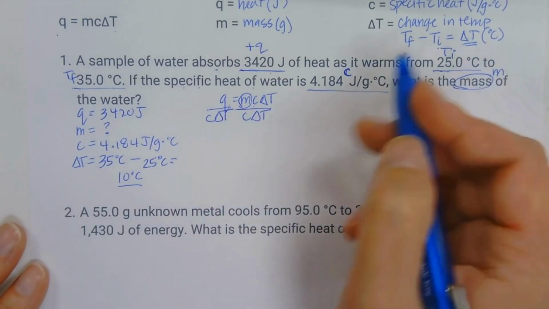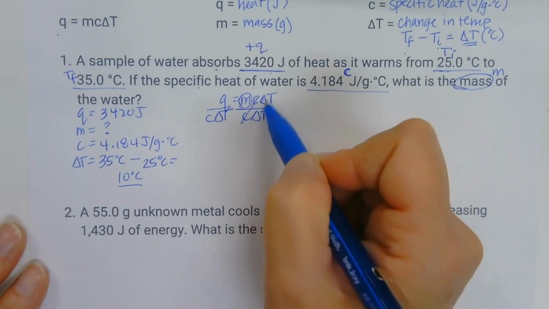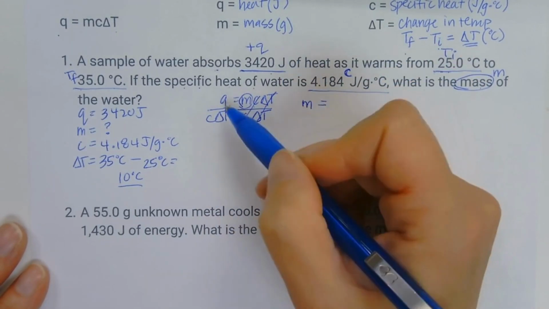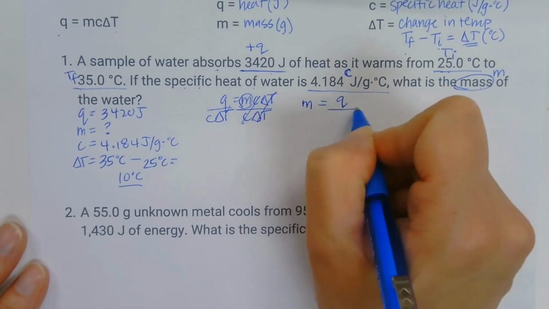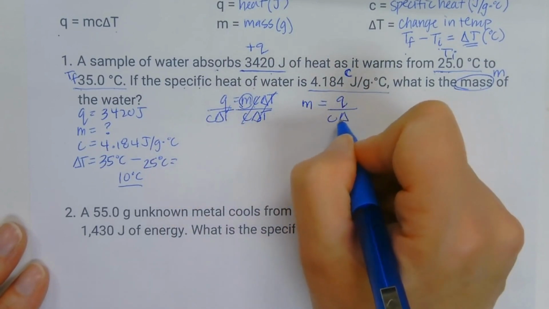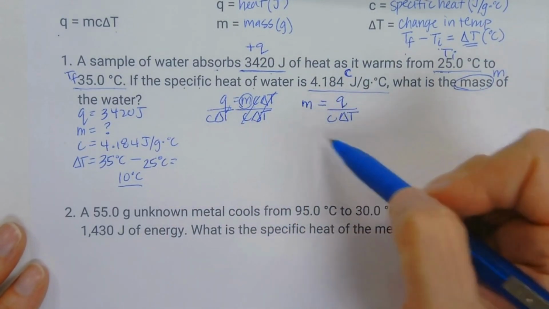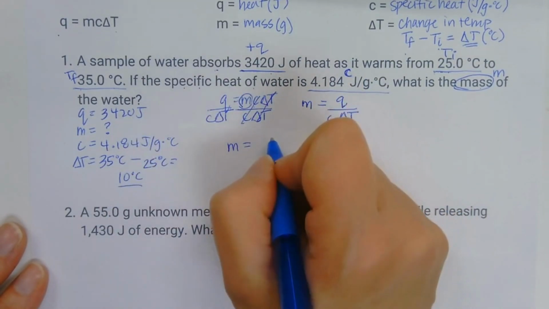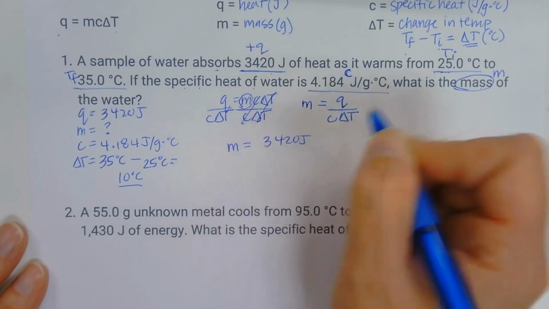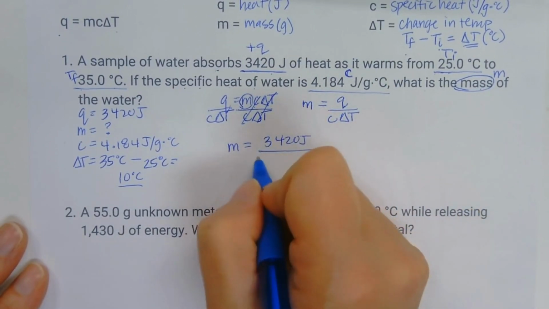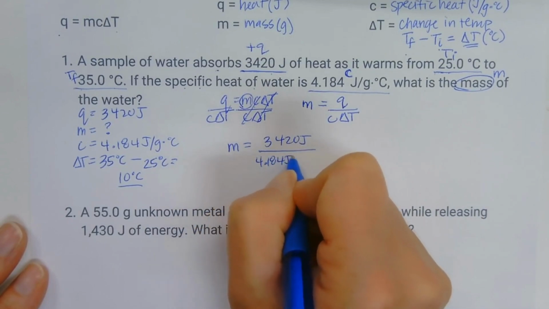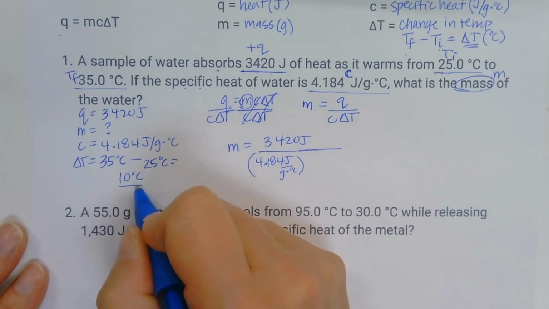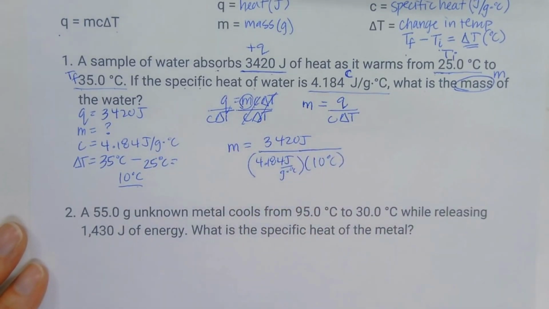So if I do this, then C and C cancel. Delta T and delta T cancel. So if I rewrite this, I'm going to have my mass equals Q, joules, divided by specific heat and delta T. So now that I have this rearranged, I'm going to plug in my values, where mass is going to equal the Q, which I identified as 3,420 joules, divided by the specific heat, which is 4.184 joules over grams times degrees Celsius, and delta T, which I subtracted to find as 10 degrees Celsius.